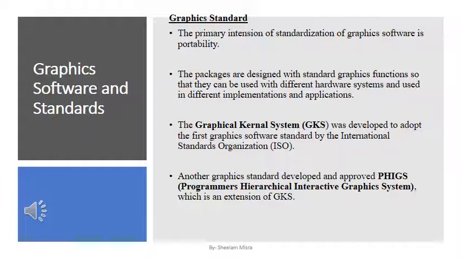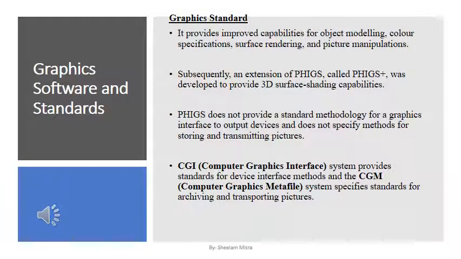Another graphics standard developed and approved was PHIGS, the Programmer's Hierarchical Interactive Graphics System, which is an extension of GKS. It provides improved capabilities for object modeling, color specification, surface rendering, and picture manipulation. Subsequently, an extension of PHIGS called PHIGS Plus was developed to provide 3D surface shading capabilities.